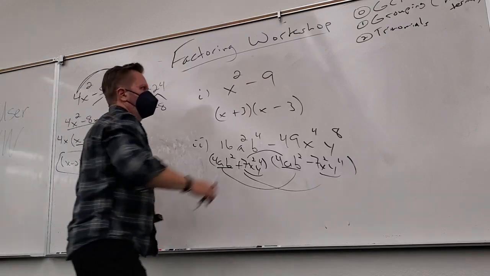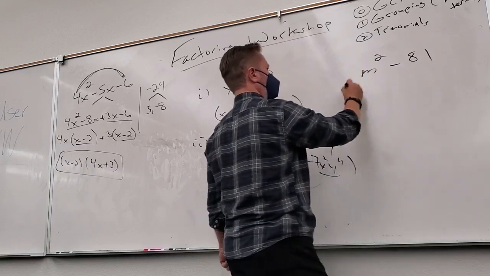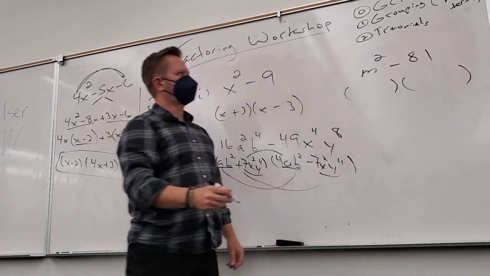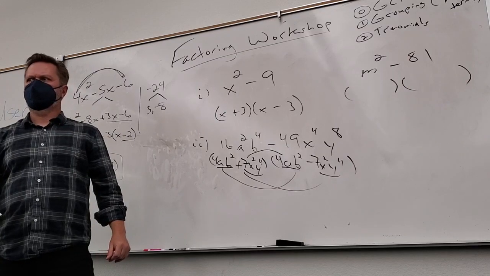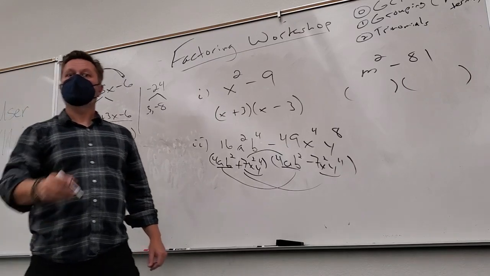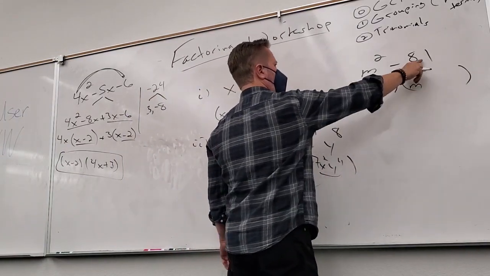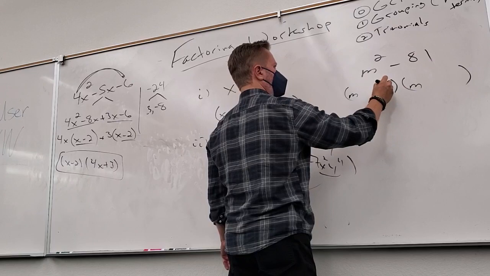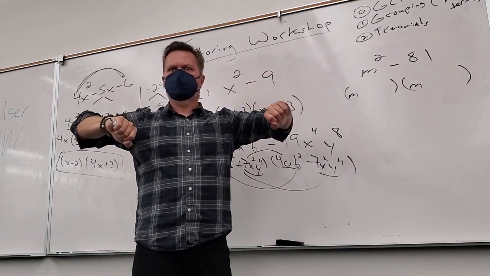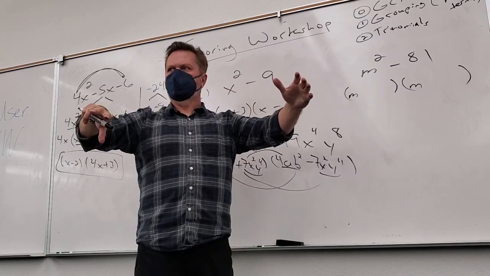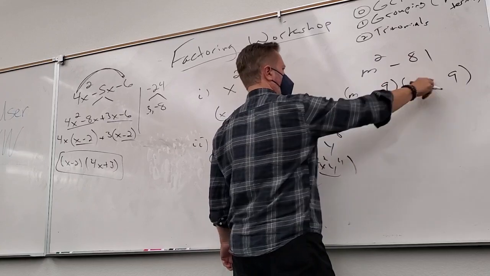So how would you factor this? M squared minus 81. Yes, M and M. And what's 81? Break it down. Tear it apart. What's 81? What times itself? 9 times 9. And the last step is just to put plus minus.